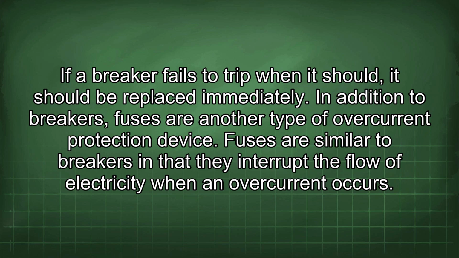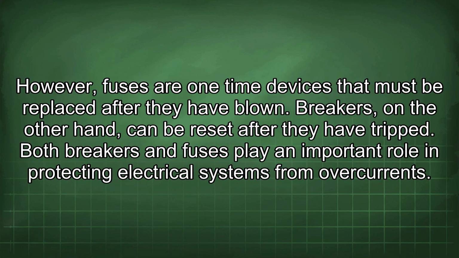In addition to breakers, fuses are another type of overcurrent protection device. Fuses are similar to breakers in that they interrupt the flow of electricity when an overcurrent occurs. However, fuses are one-time devices that must be replaced after they have blown. Breakers, on the other hand, can be reset after they have tripped. Both breakers and fuses play an important role in protecting electrical systems from overcurrents.